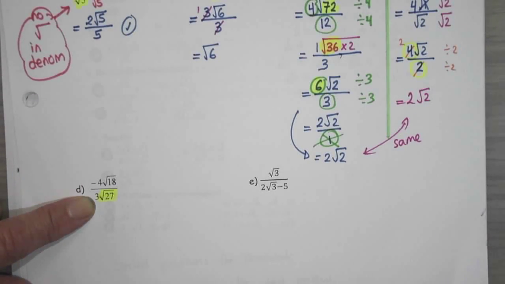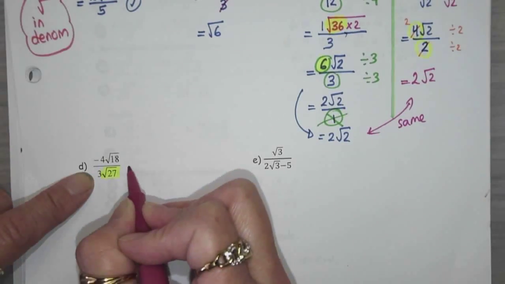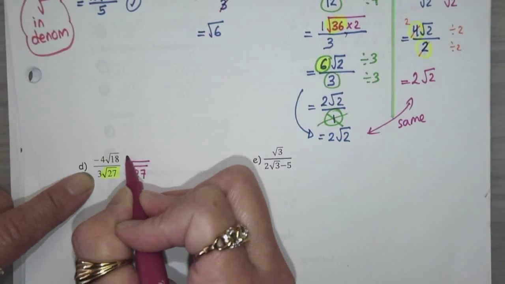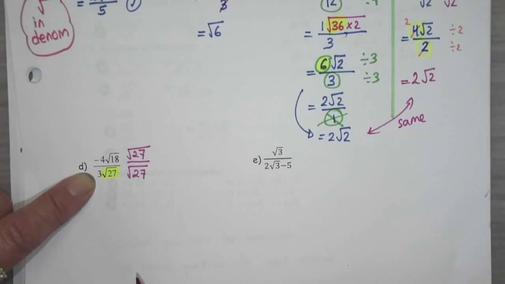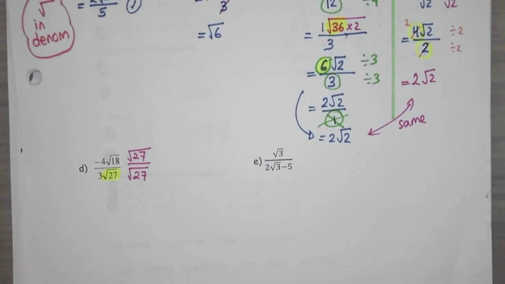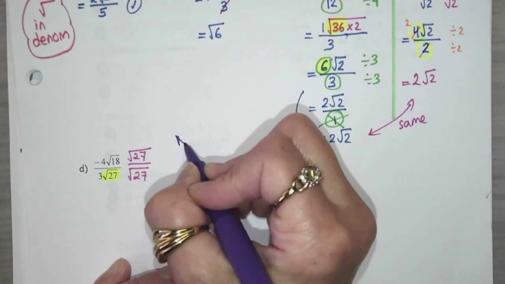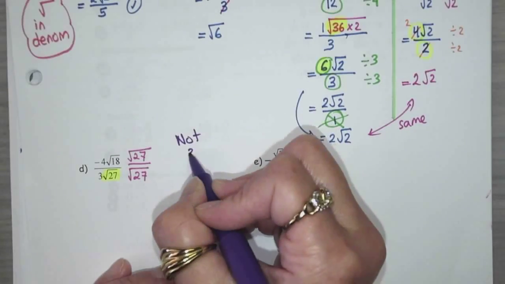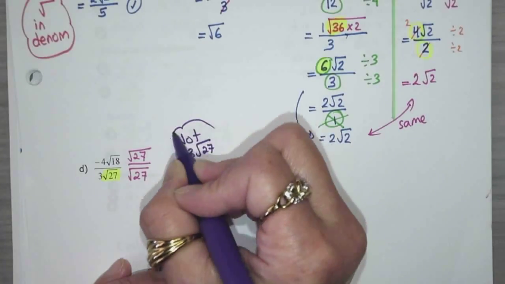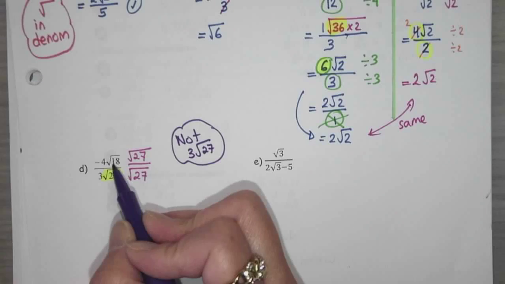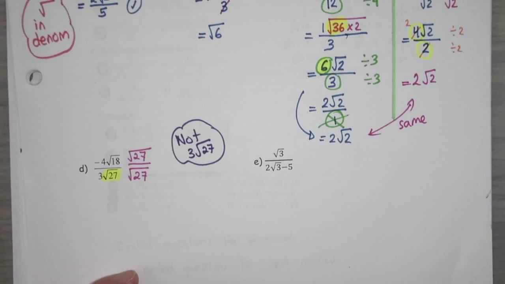But the 27 needs to be rationalized. So what you're going to rationalize is the root 27, not the 3. So I'm going to write that down. So not 3 root 27, okay? Also, do you want to reduce it first, though? Do you want to reduce it?